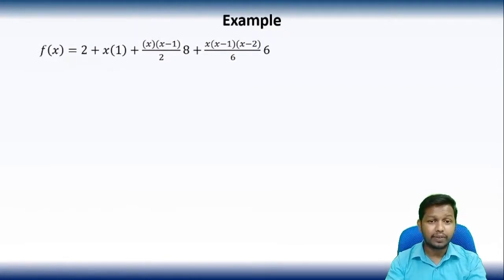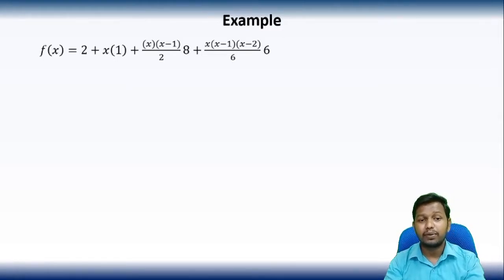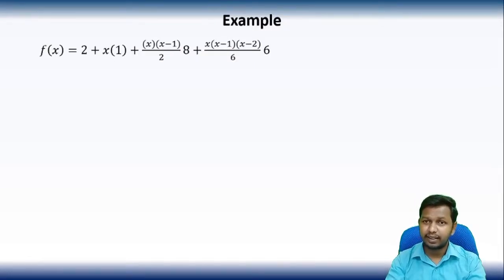Therefore, f of x equals, that means in the place of p we have to put the value x. Therefore we get f of x equals 2 plus x into 1 plus x into x minus 1 divided by 2 into 8 plus x into x minus 1 into x minus 2 divided by 6 into 6. Carefully observe that if the value at which the function has to be calculated is not given, then we have to take p as x itself.